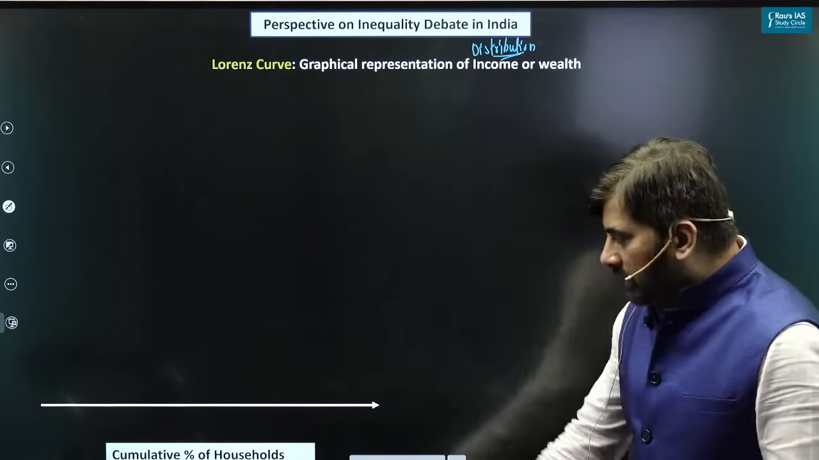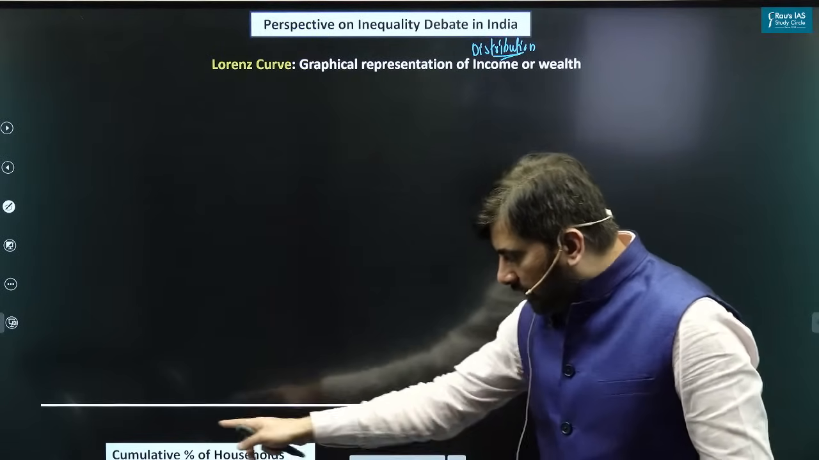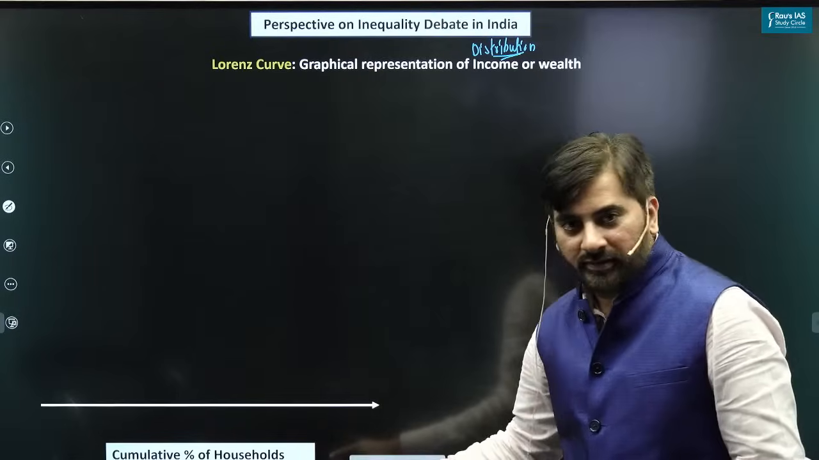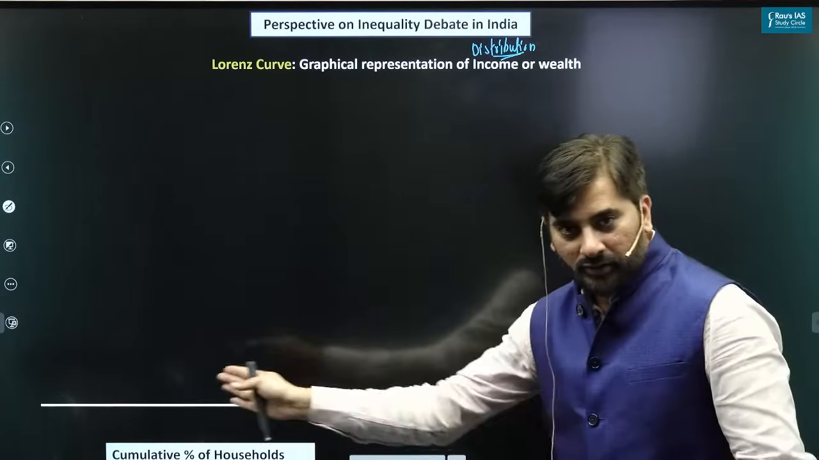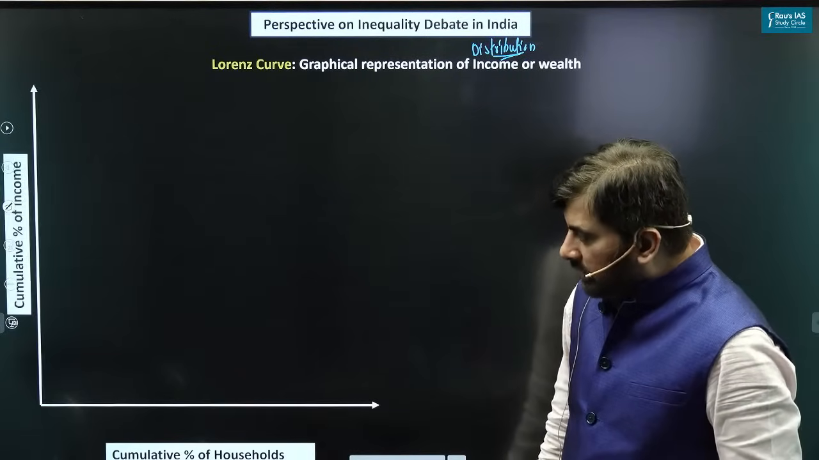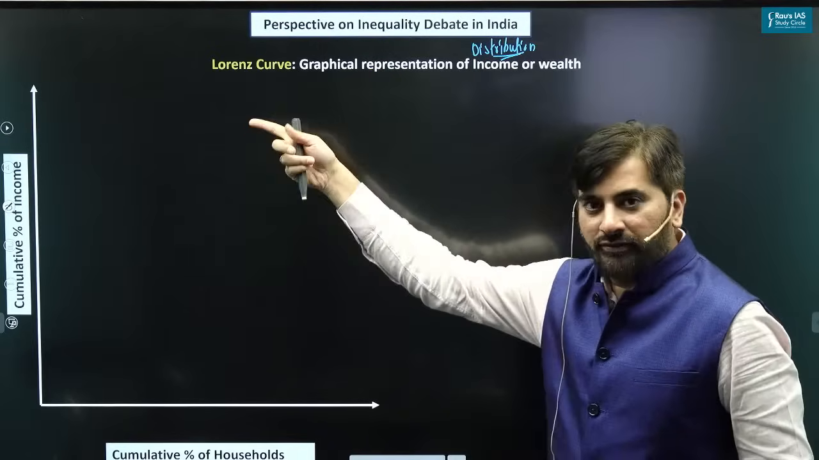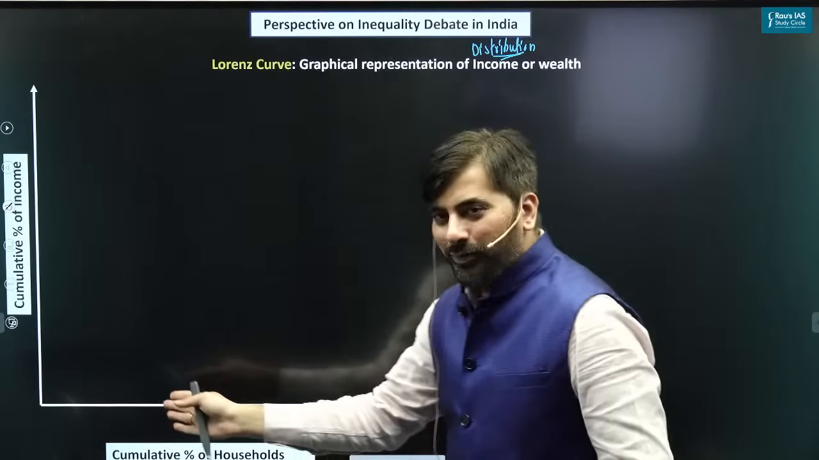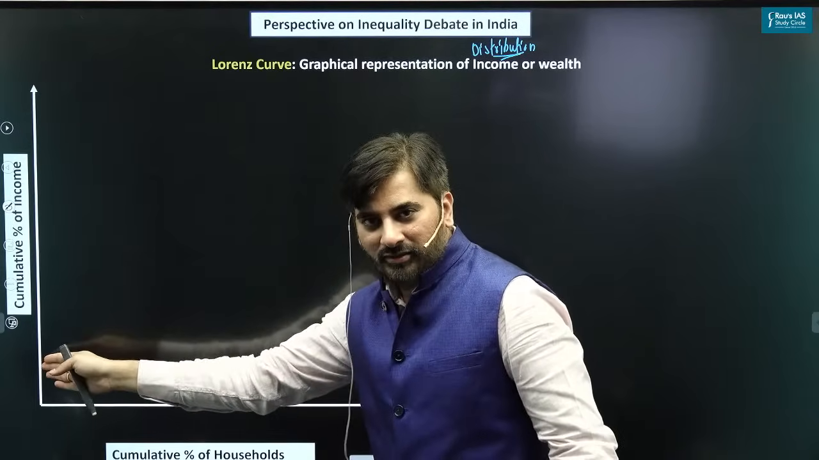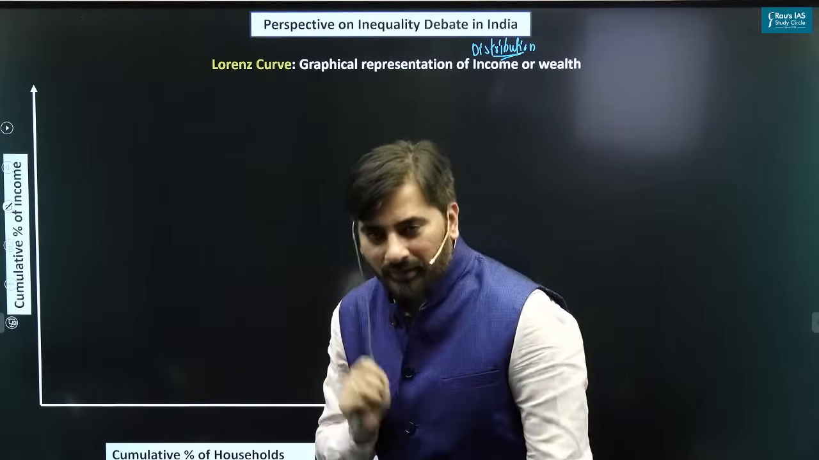Let's say here you have the x-axis. Along the x-axis, we are plotting the cumulative percentage of households, that is right from 0 to 100%. Along the y-axis, we are plotting cumulative percentage of income, which is basically telling us what percentage of income is concentrated in what percentage of households, right?